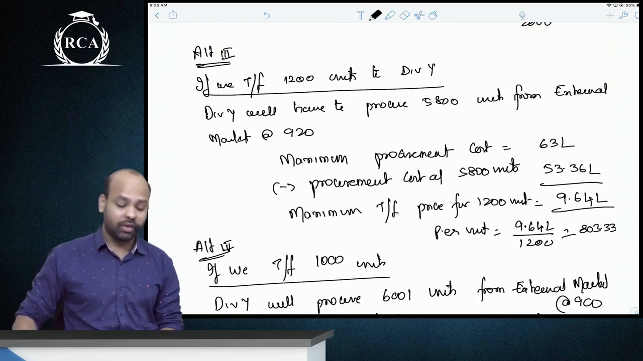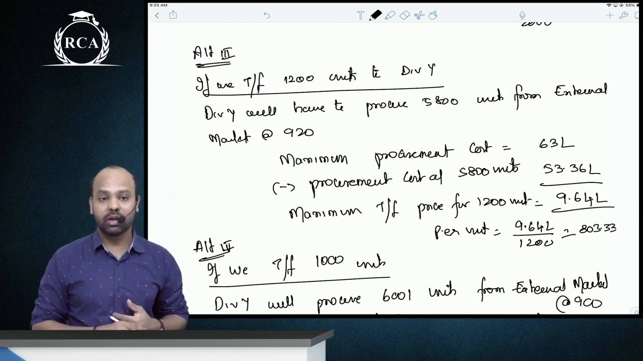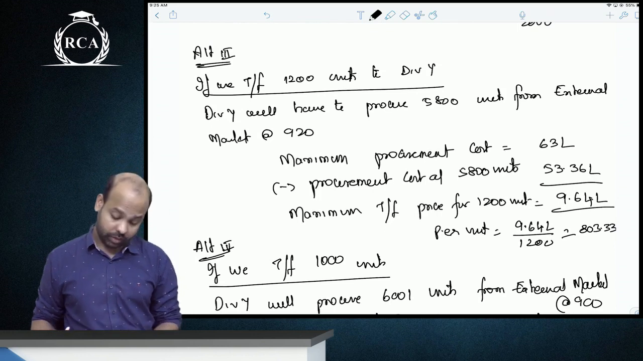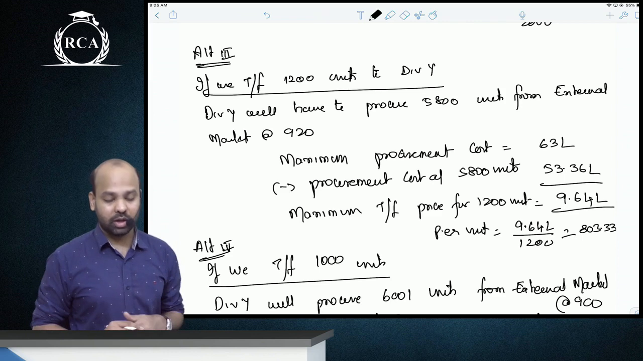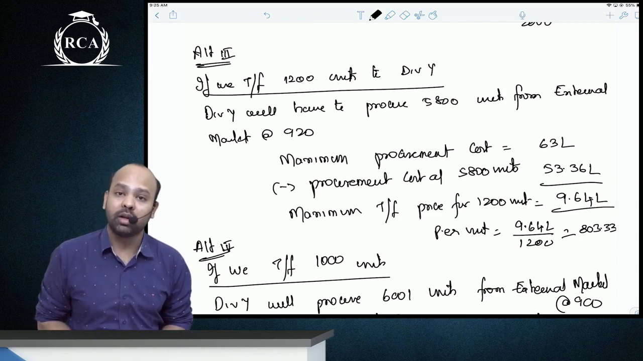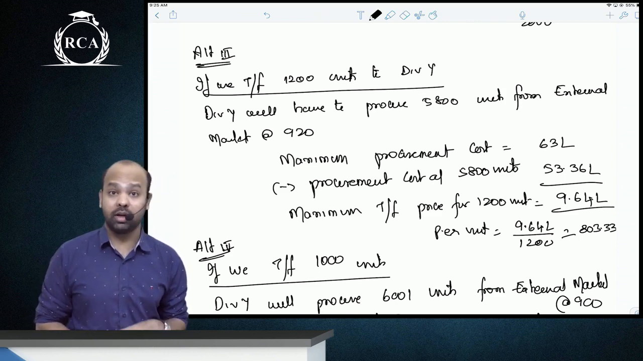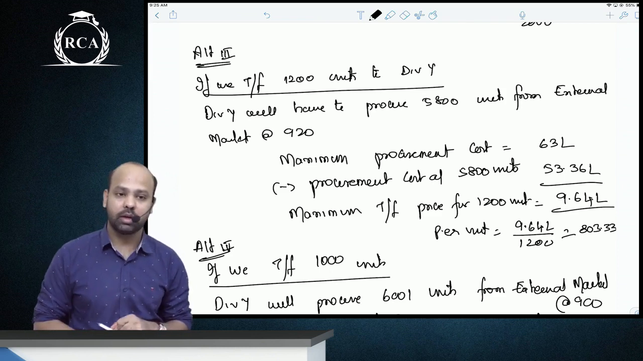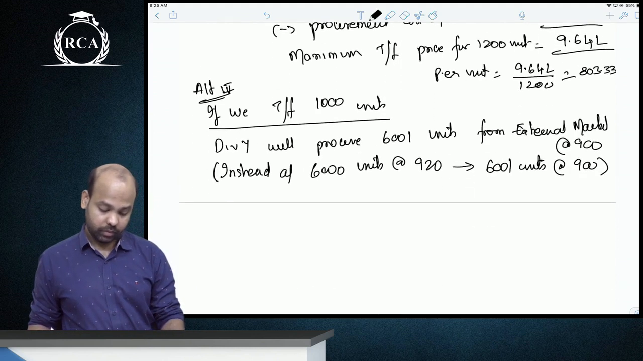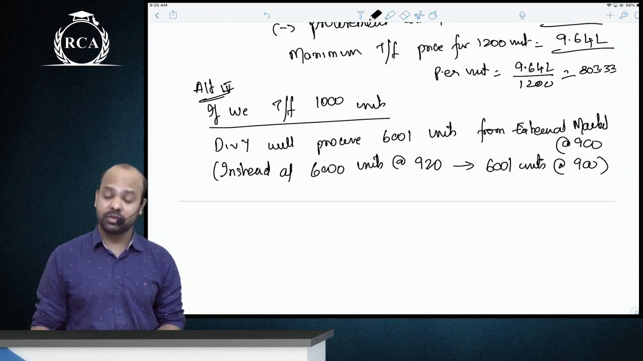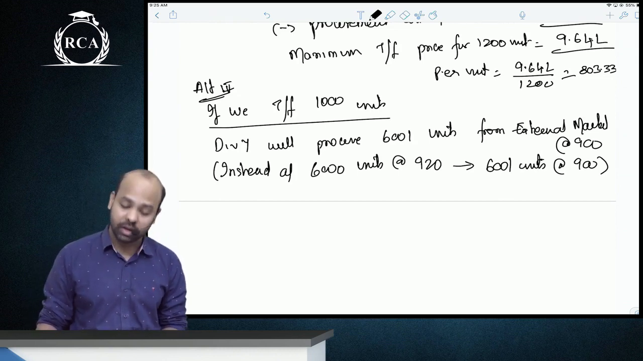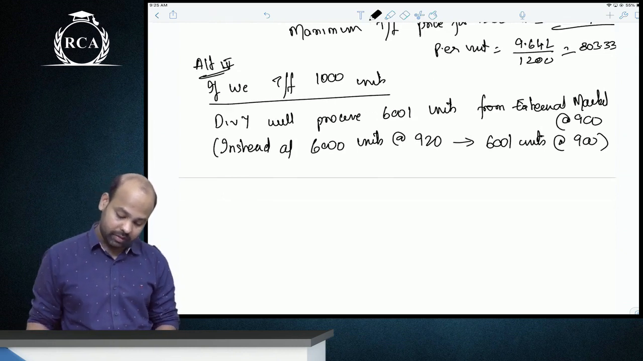This is alternative 3, but I hope you've all got the answer to alternative 3 as well: 803.33. If you are not done with this, beta, you can pause and copy alternative 3, guys, just in case you're not done with this part. Yes sir. Alternative 4, guys: division Y will procure 6001 units, beta, from the external market at a price of 900 rupees.